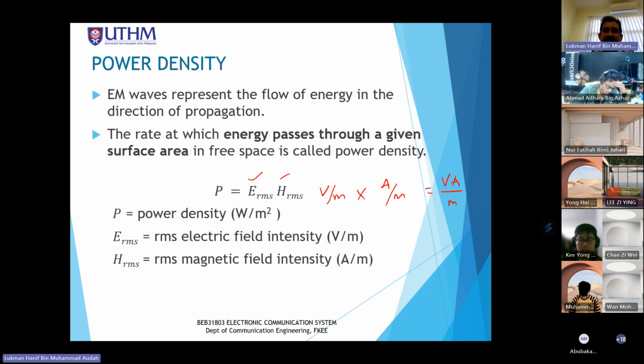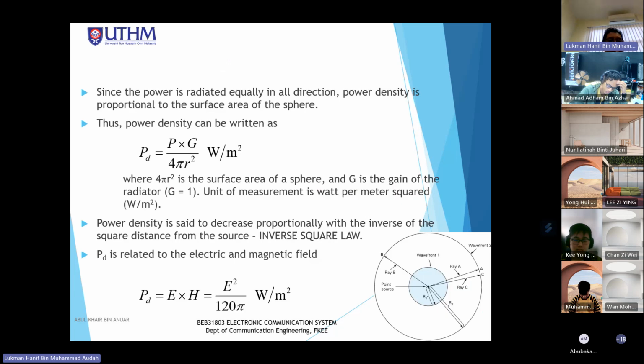So this is watt per meter square. So VA over meter square or watt per meter square. So this is the first equation. The second equation for power density is P times G divided with 4 pi r square. So I can say that this is the second equation.